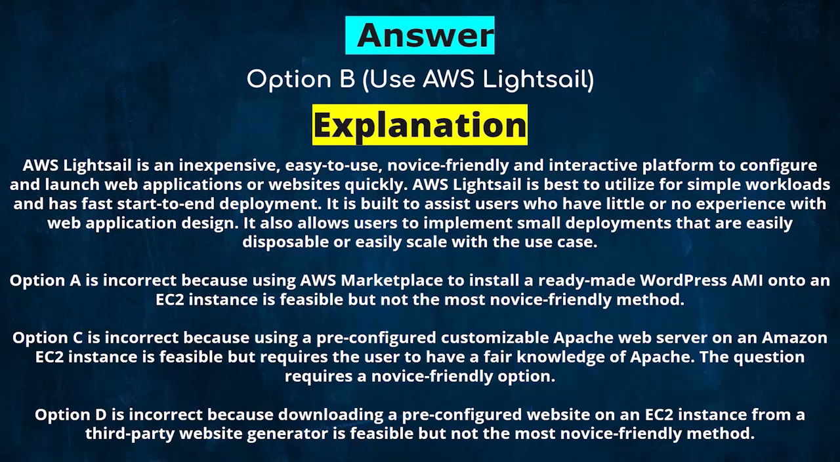Option A is incorrect because using AWS Marketplace to install a ready-made WordPress AMI onto an EC2 instance is feasible but not the most novice-friendly method. Option C is incorrect because using a pre-configured customizable Apache web server on an Amazon EC2 instance is feasible but requires the user to have a fair knowledge of Apache. The question requires a novice-friendly option. Option D is incorrect because downloading a pre-configured website on an EC2 instance from a third-party website generator is feasible but not the most novice-friendly method.